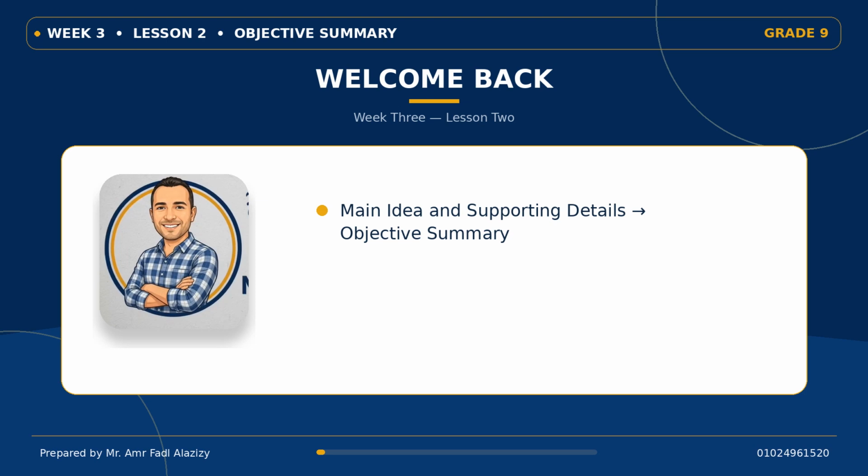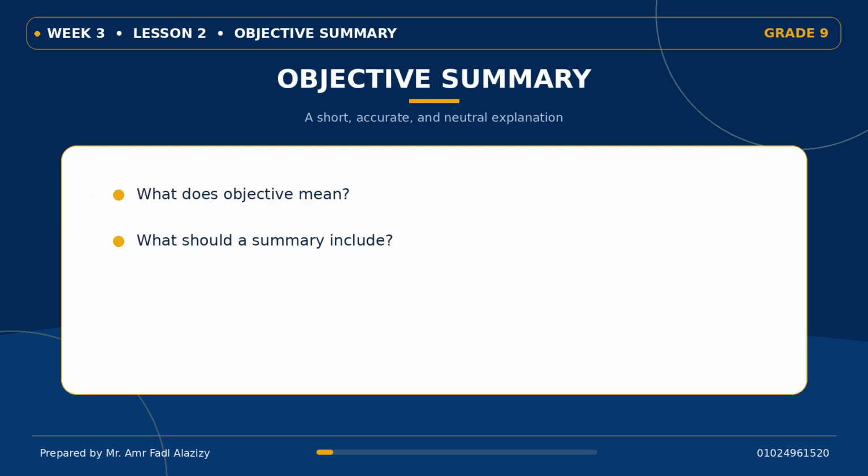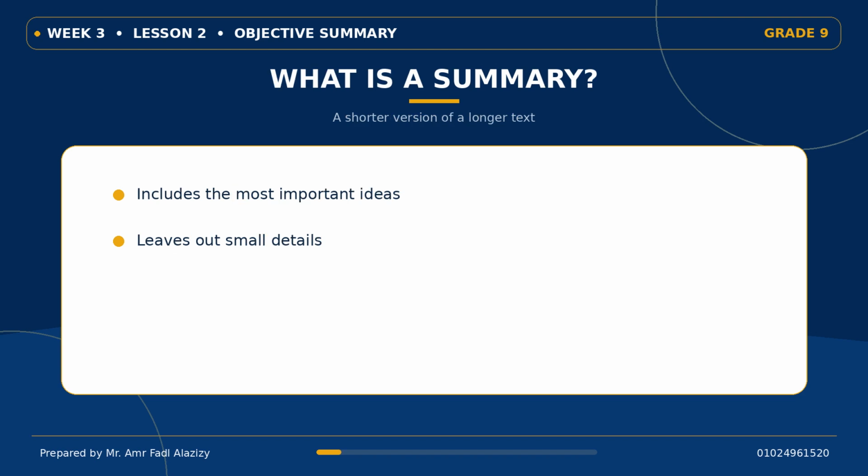Today we are continuing week 3 of the American English preparation course for grade 9. In the previous lesson, we learned how to identify the main idea and supporting details. Our lesson today is called Objective Summary. A summary is a short version of a longer text. It gives you the most important ideas without including every small detail.